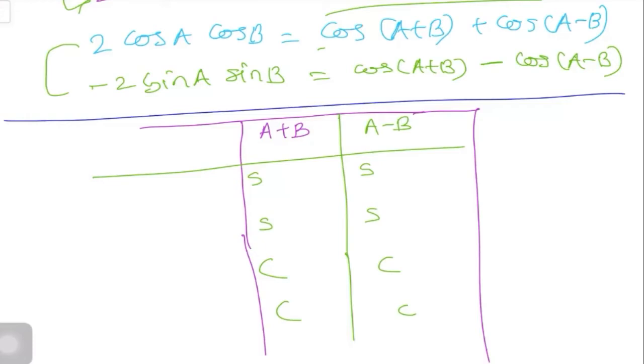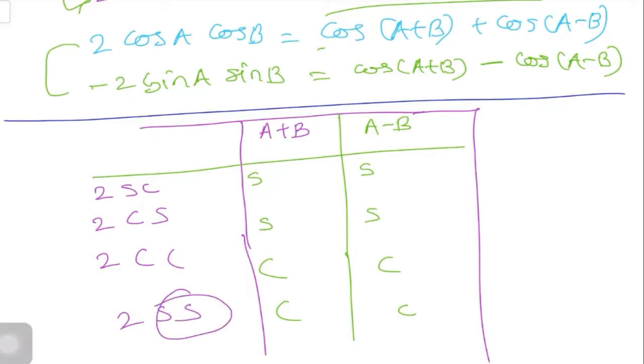In the first term we have sine cos, then in the next term we have cos sine, in the next formula we have cos cos, and in the next formula we have sine sine. Whenever there are two sines, we have a negative sign. The rest you can remember as plus minus. So you can generate the formulas.